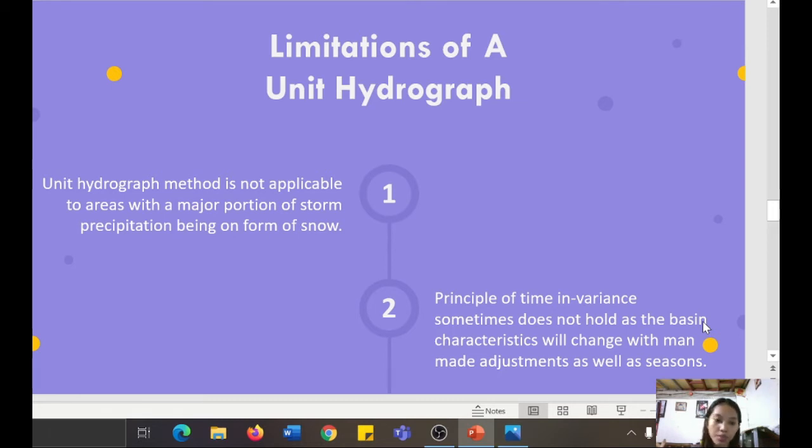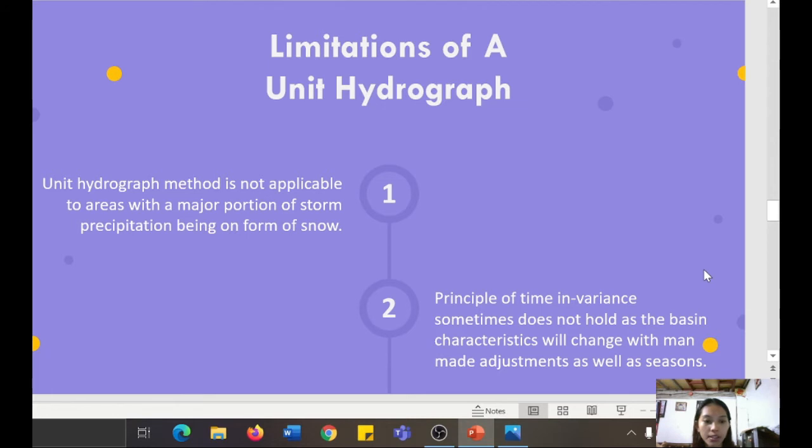So second, we have here the principle of time invariance, which sometimes does not hold, as the basin characteristics will change with man-made adjustments as well as the season. So basically, unit hydrograph is composed of two theories. First, it is uniform in time, in a specific amount of time.